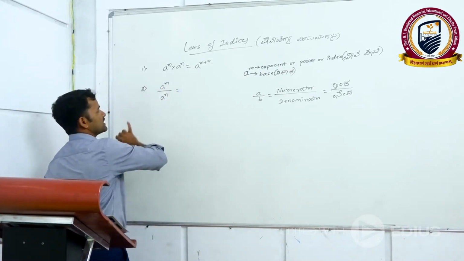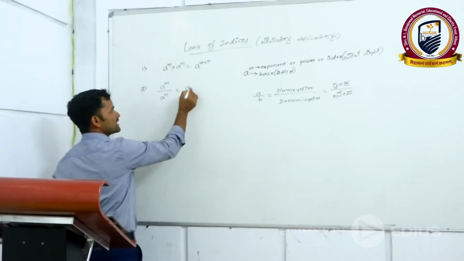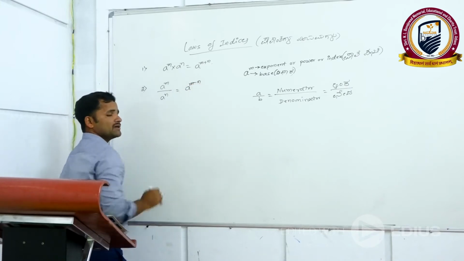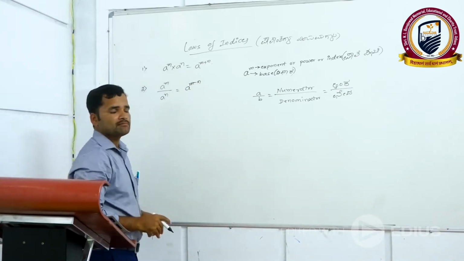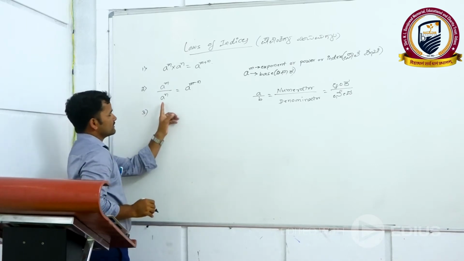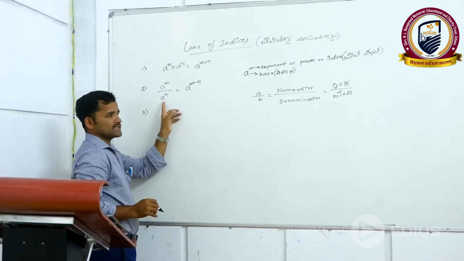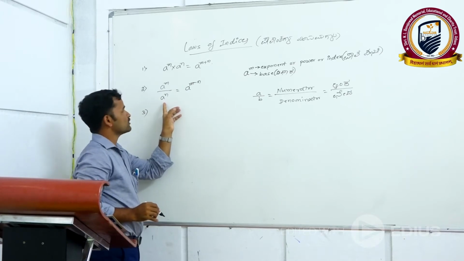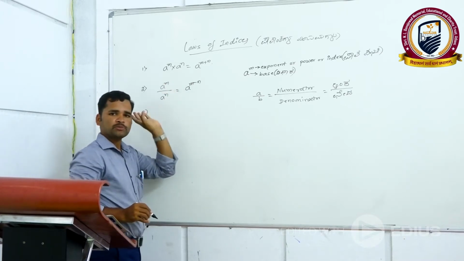a to the power m by a to the power n can be written as a to the power of m minus n. Next, third one. Here you can observe a to the power n is in the denominator. We took it to the numerator.